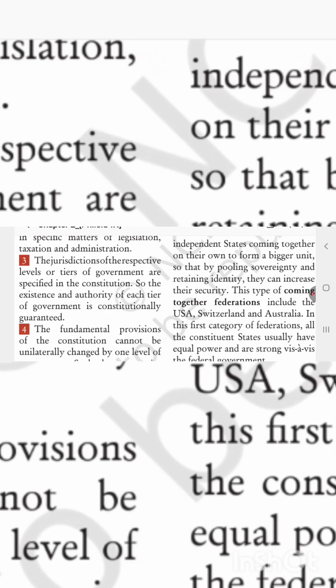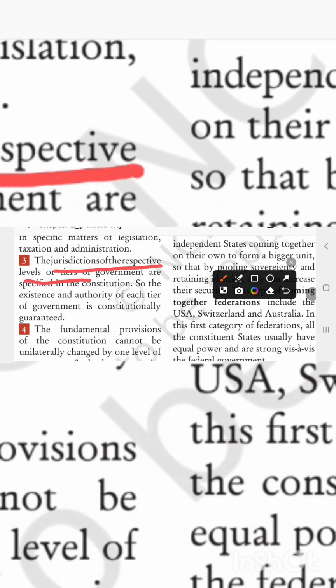Let's move to the third point. Here you will see the jurisdiction of the respective tiers of government is specified in the constitution. Each and every tier of the government, central, state and local level, has been given constitutional status. So the existence and authority of each tier of government is constitutionally guaranteed. They will act according to the constitution. Whatever functions are mentioned for them in the constitution, they will abide by them.